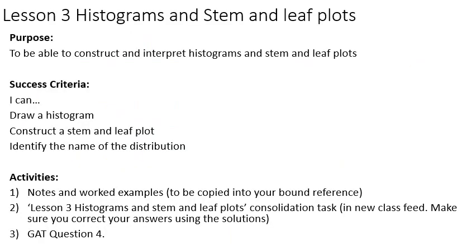And this brings us to the conclusion of lesson 3. You now need to summarize the notes on previous slides and write out the worked examples in your bound reference book if you haven't already done so. You then need to have a go at the lesson 3 histograms and stem and leaf plots consolidation task. You will find that in your class feed. Make sure you correct your answers using the solutions. And then you need to complete question 4 of your guides.